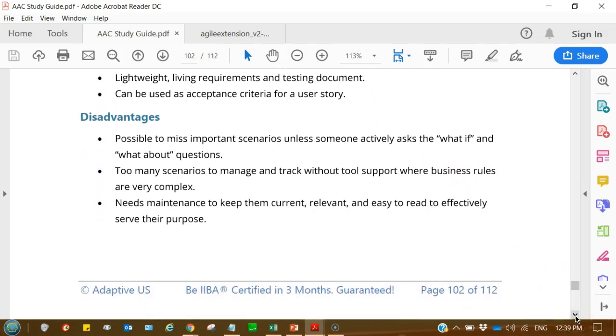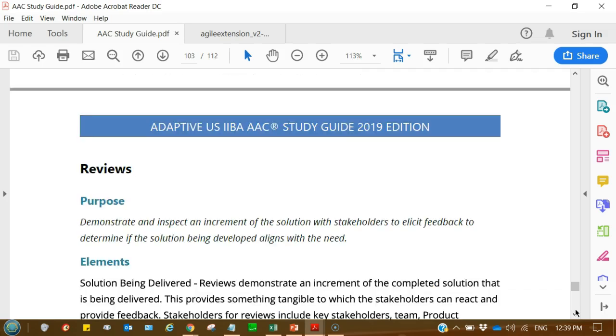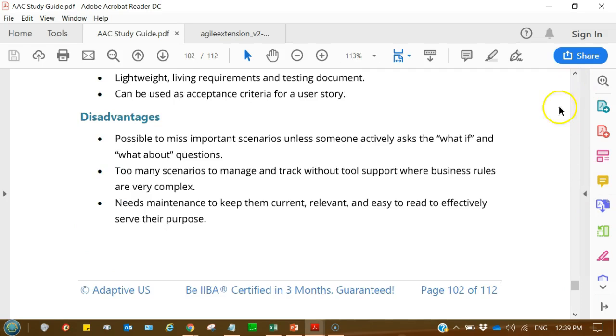Possible disadvantages, well, you can always miss something. That's always the case. If you get too many of them, it can be hard to track and manage them, and you do need to maintain them.